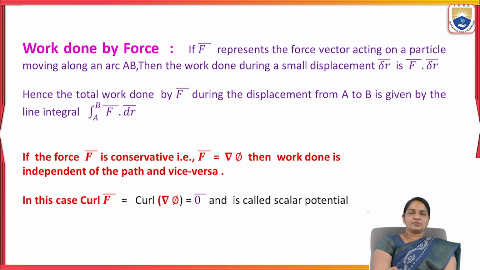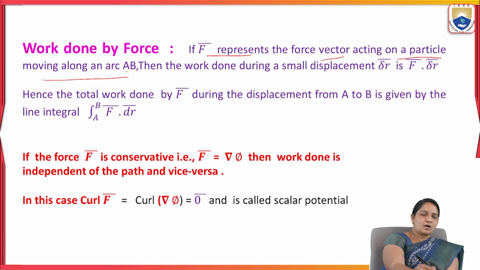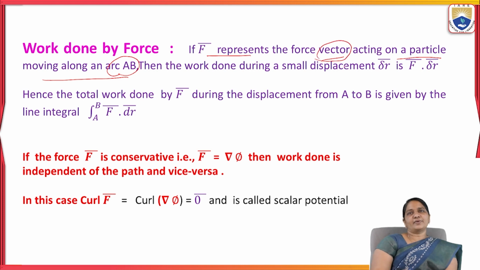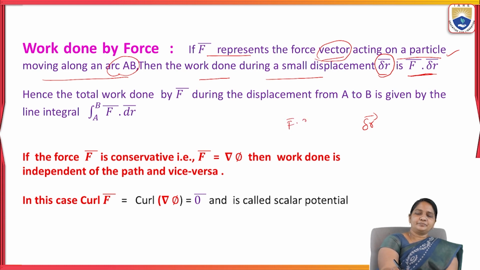Next one is work done by a force. If F bar represents the force vector acting on a particle moving along an arc AB, then for a small displacement, which we take as del r bar, the work done is F bar dot del r bar. F bar is the force vector acting on the particle, and del r bar is the small displacement.